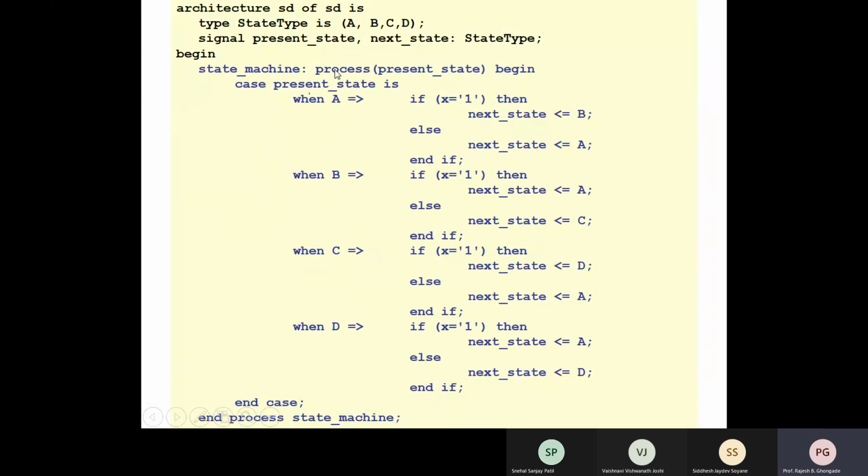Begin. Then this is the first process with the sensitivity list as the present state. So call this the process when present state changes. This is going to be the very first thing every time. Again, I'm going to use the case construct over here. So when the present state is A, at the same time when X is 1, then you advance to the next state. Next state is assigned B, else it remains the same. When the present state is B, and if input is 1, it goes back to A, otherwise it advances to C and so on. Try to understand this.